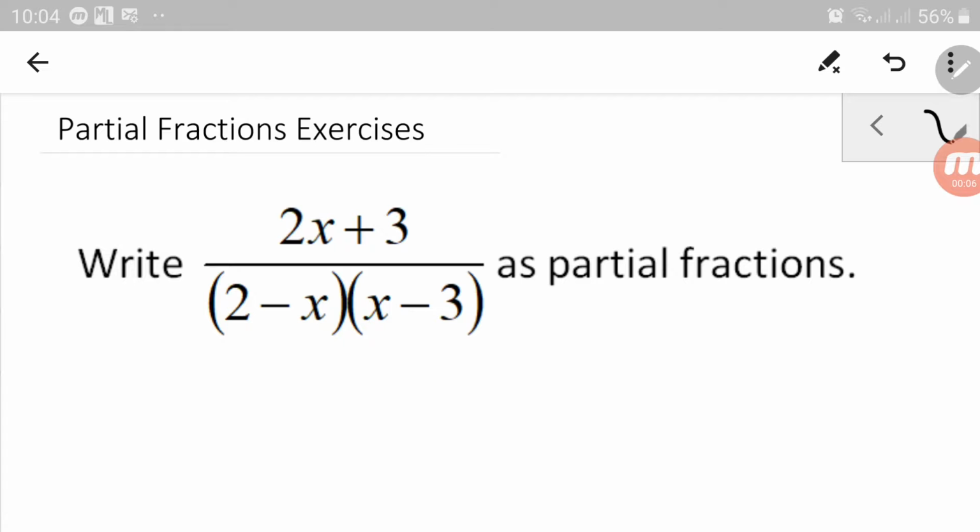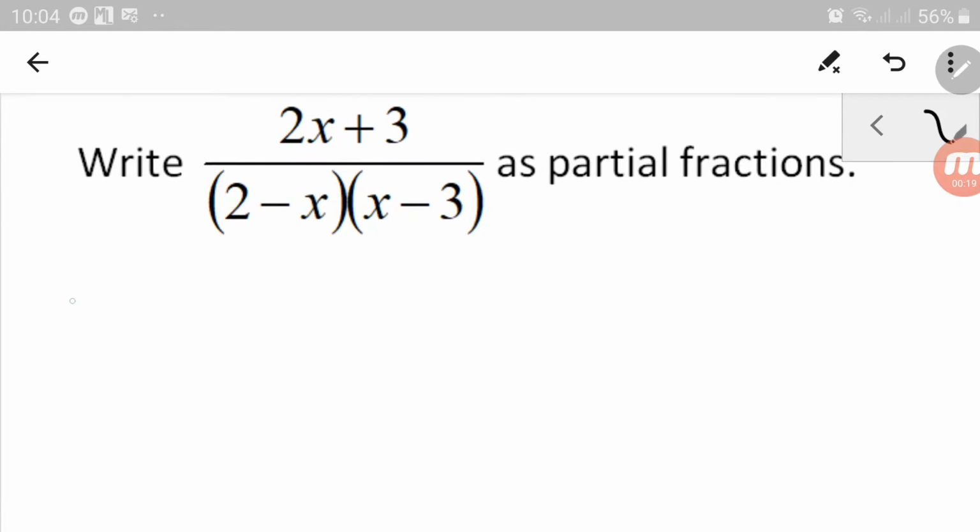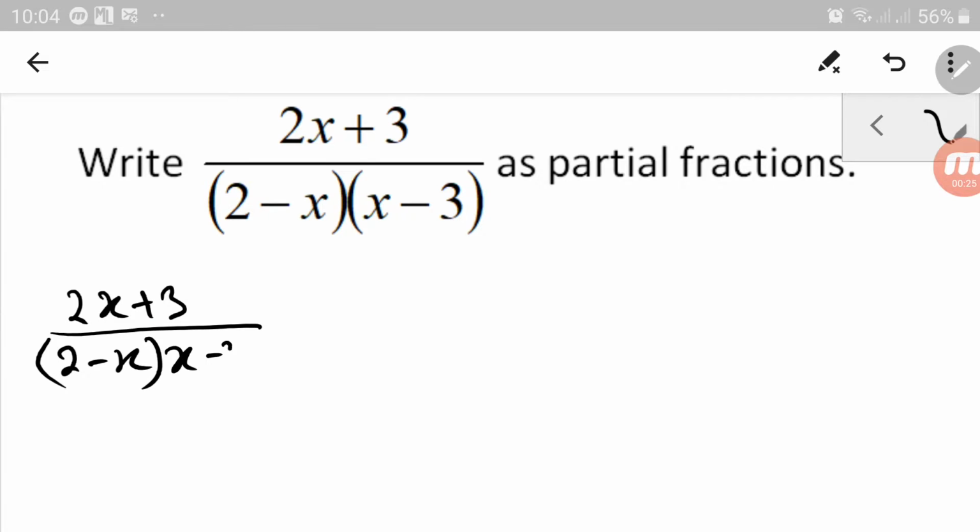In this video, I would like to share with you how to solve this kind of question. What we have to do is write this whole fraction as partial fractions. So let's get started. We have (2x + 3) over (2 - x)(x - 3).